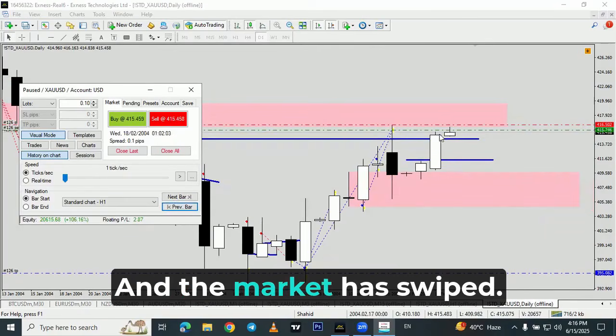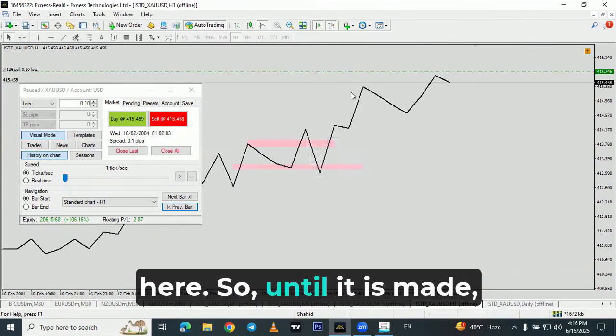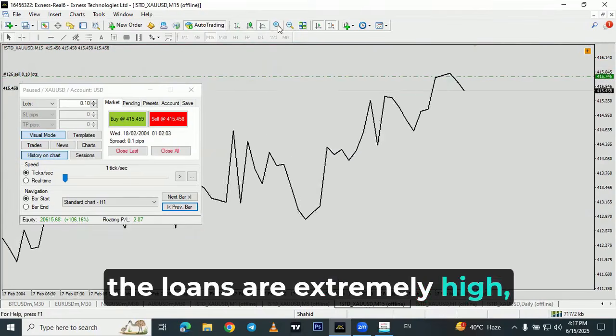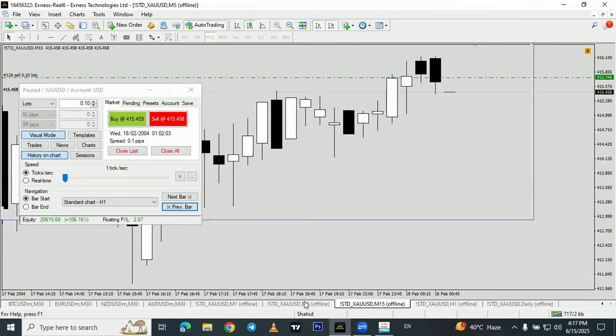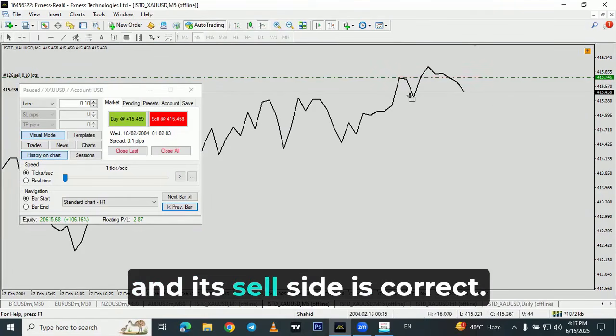And the market has swiped. There was no protocol here. There is no range liquidity here. So until it is made, how can we do it here? Based on this, the loans are extremely high, and in this, the range is and its sell side is correct.